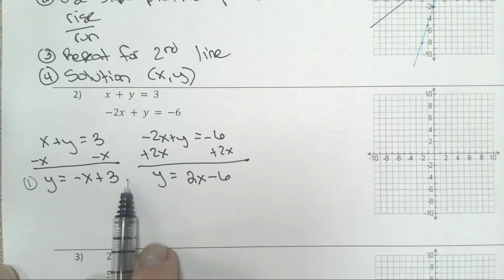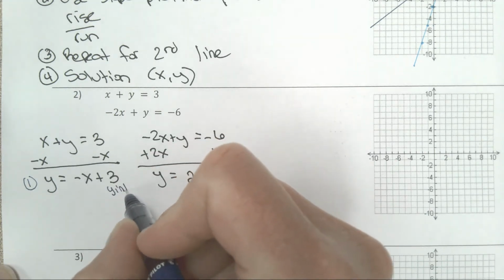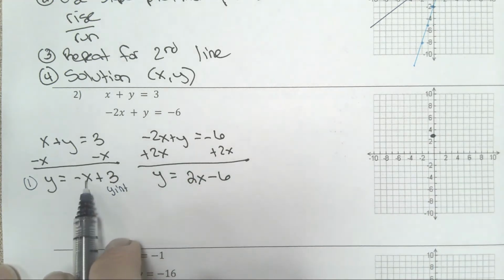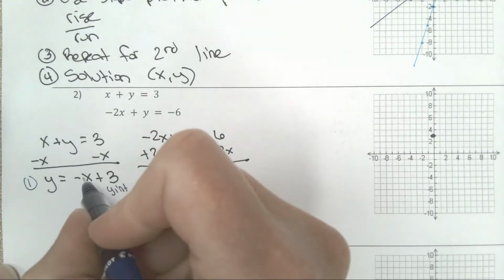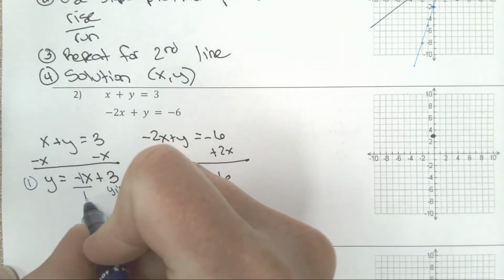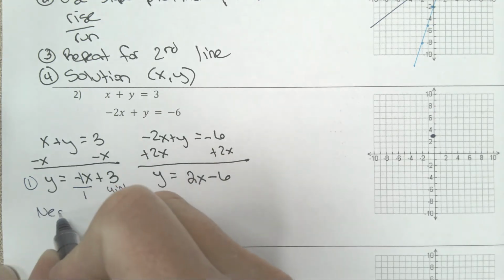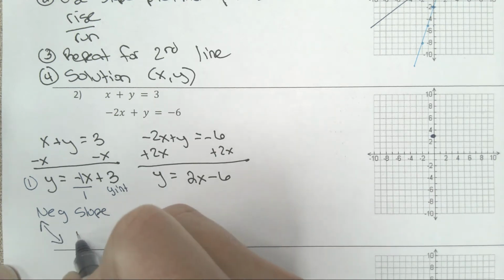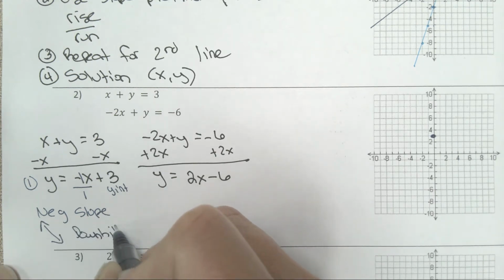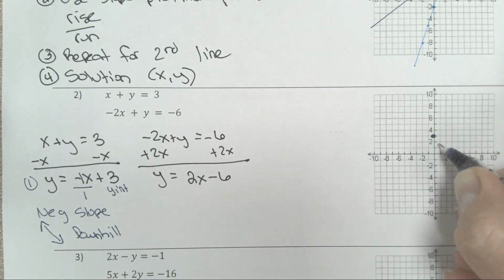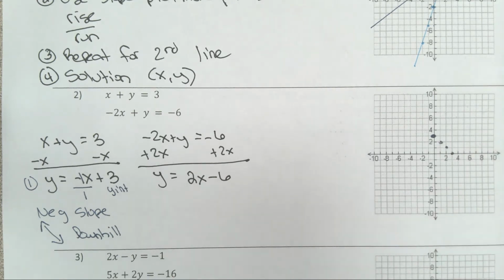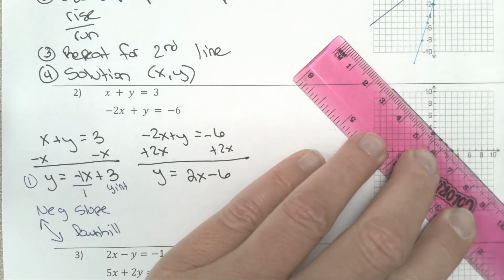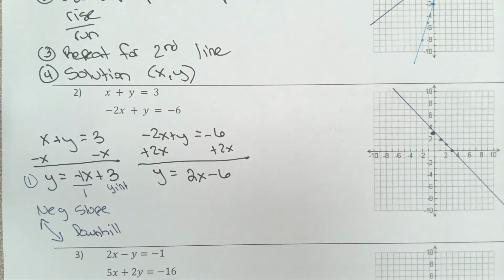So, negative x plus 3. The 3 is my y-intercept, so I'm going to start right there at 3 on the y-axis. Your slope is negative x, so there's an implied 1 there, over 1. You've got to remember that a negative slope should end up going downhill. So from the starting point, I'd go down 1, right 1 a few times. Take your straight edge, connect the dots.